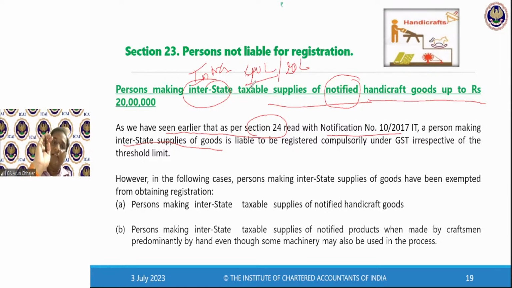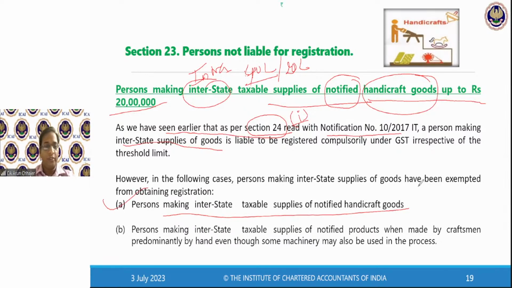Now the question is, if inter-state, then as per section 24 clause 1, you need to take mandatory registration. But they are saying, if you are making the notified category of handicraft goods, you are not required to take registration till 20 lakhs. So what they are saying is, the person making interstate supply of handicraft goods, and the person making interstate taxable supply of the notified product when made by the craftsman predominantly by hand, even though some machinery may also be used in the process. So these two categories have been exempted till 20 lakhs.